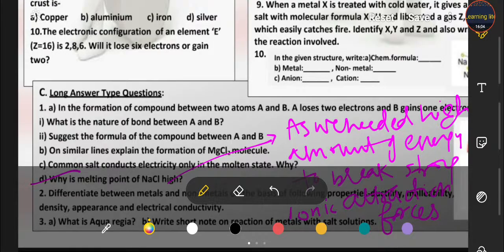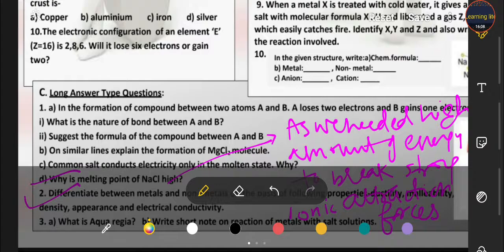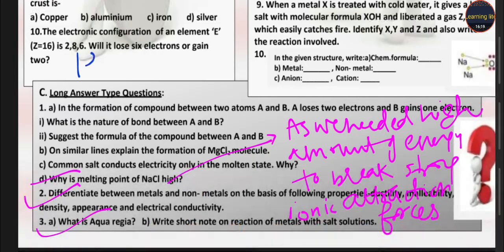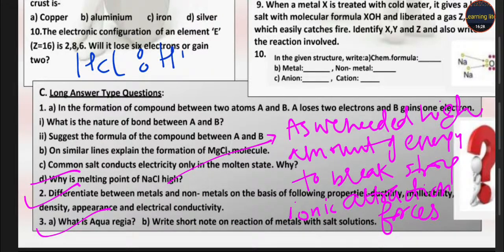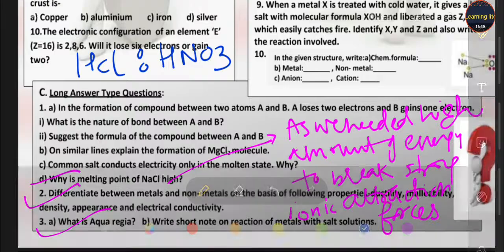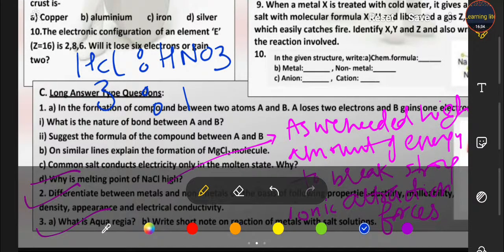Differentiate between metal and non-metal. I think this question is very easy. You can do it by yourself. The difference is already given to you. What is aqua regia? Write a short note. So student, what is aqua regia? Last question is here. Aqua regia is a solution of HCl and HNO3 mixed in the ratio of 3:1. It is called aqua regia.